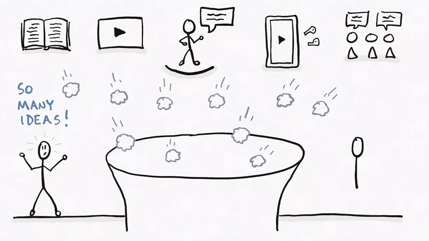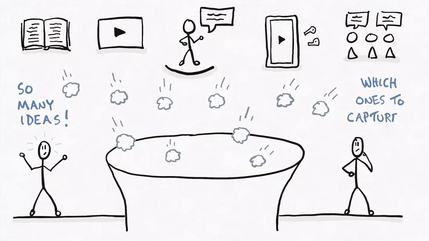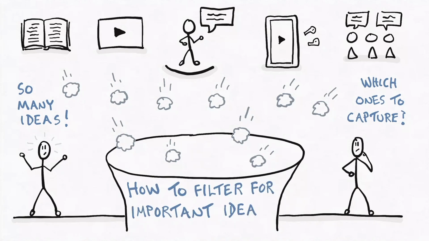So the thing that I would like to help you with today is come up with a system or some questions to ask yourself to help you decide which of those ideas to capture. What we'll be doing here then is creating a filter for important ideas so that those are the ones you capture and the others you don't worry about. To help us out with that, let's zoom in on that funnel.